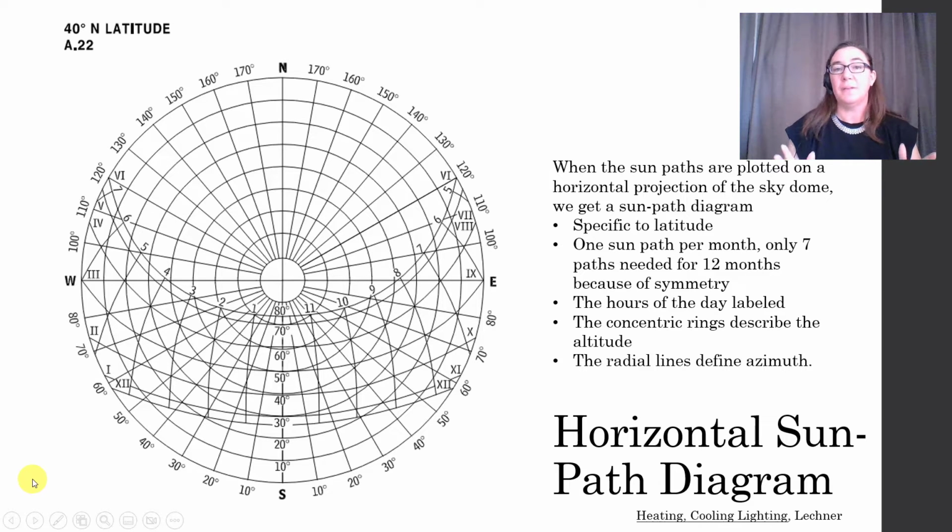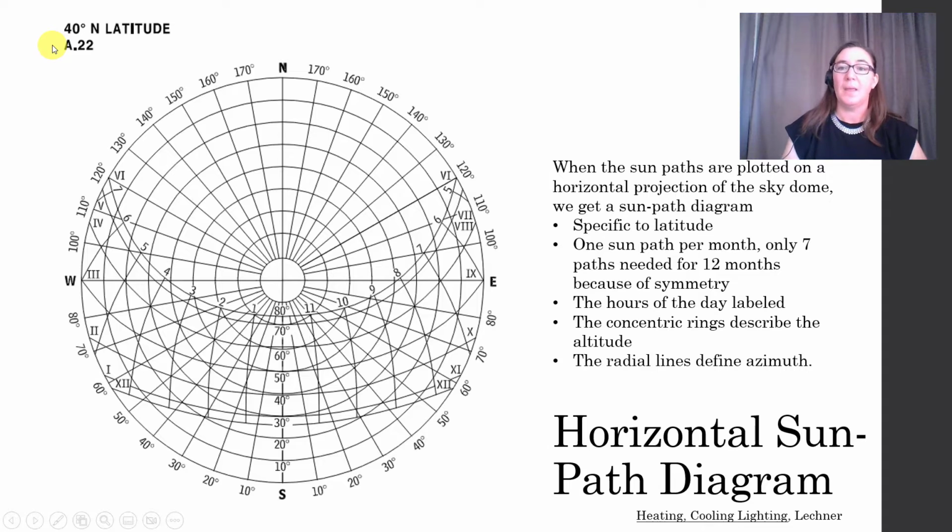Once you plot all this information, it looks like this. This is called a sun path diagram, or more specifically, a horizontal sun path diagram, because there's another one for vertical. And it is specific to a particular latitude. So the first thing you want to know is which latitude are we looking at? This example we have on the screen is for 40 degrees north latitude.